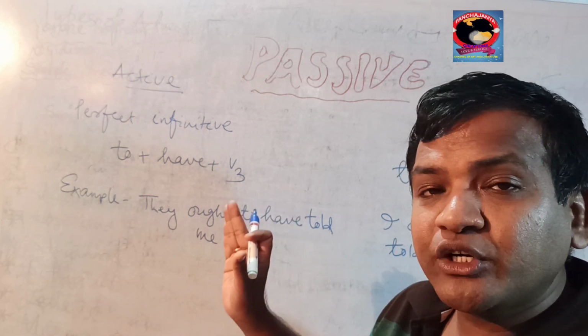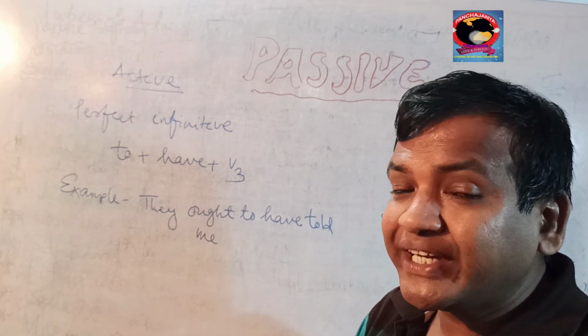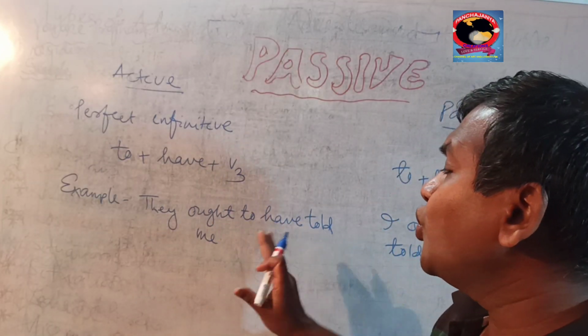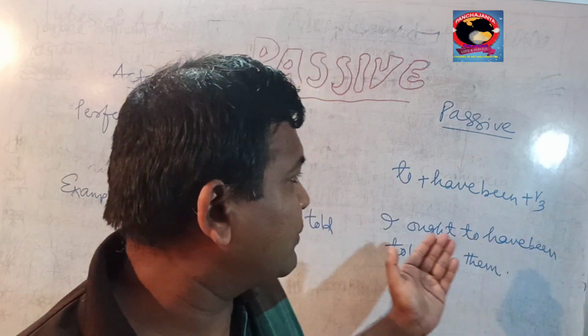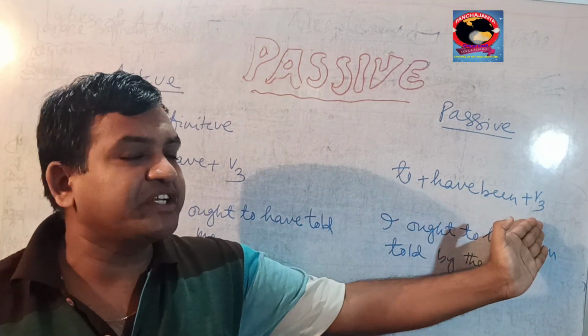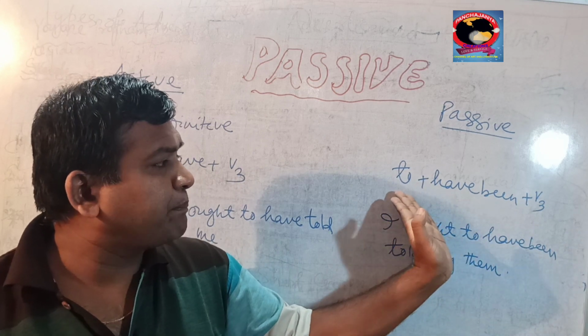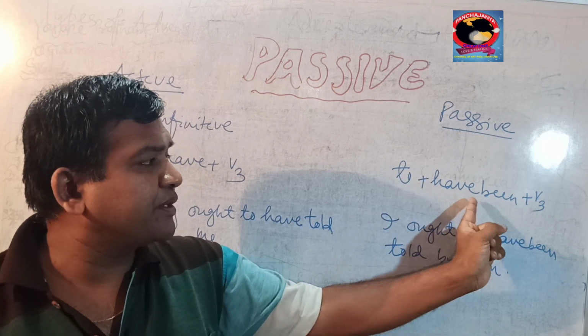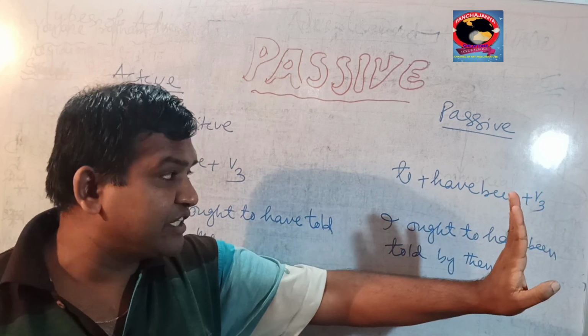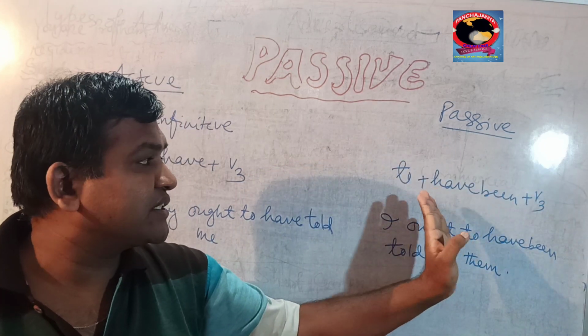Ought to, need to, dare to, used to: there are 13 modals, like that ought to is there. They ought to have told me. Now you see how it has been changed: to plus have been plus V3. After have been is used, be means V3 of be is been, so have been, after been V3 is used again. In passive only it is possible.